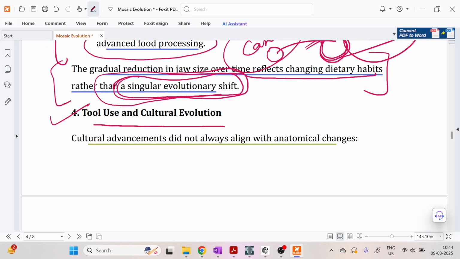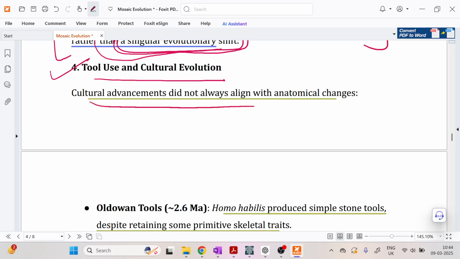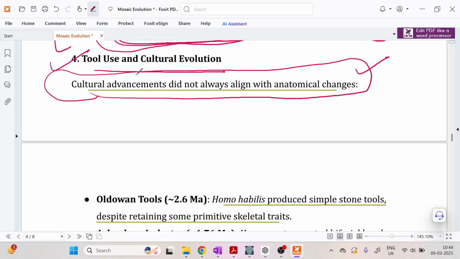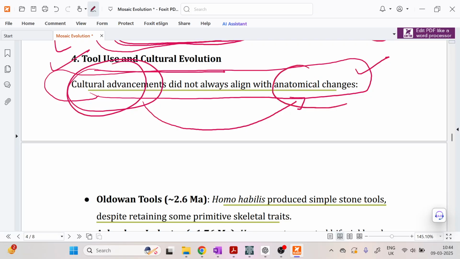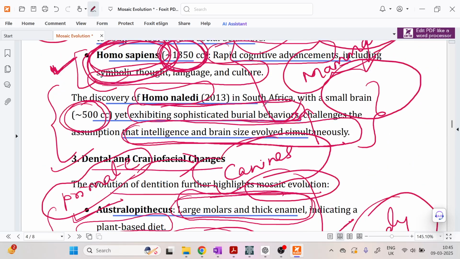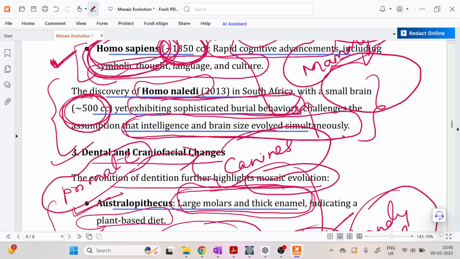Then the fourth example, tool use and cultural evolution. So cultural advancement did not align with anatomical changes. मतलब ये है कि cultural practices evolve in an independent manner, and जो physiological changes हैं they do not imply that culture will evolve simultaneously. तो यहाँ पे जो example है Homo naledi वाला, ये भी आप देख सकते हैं कि brain size small है, yet complex burial behavior, which is an indication of higher or complex cognition.